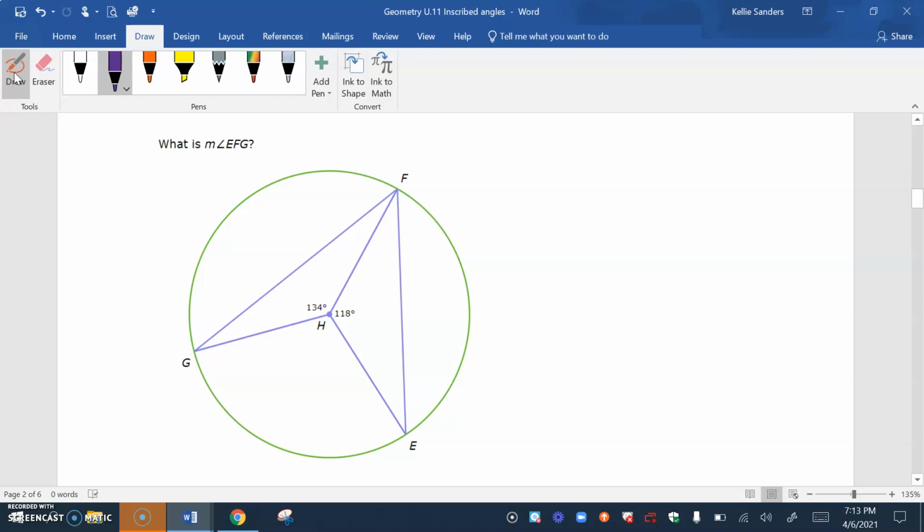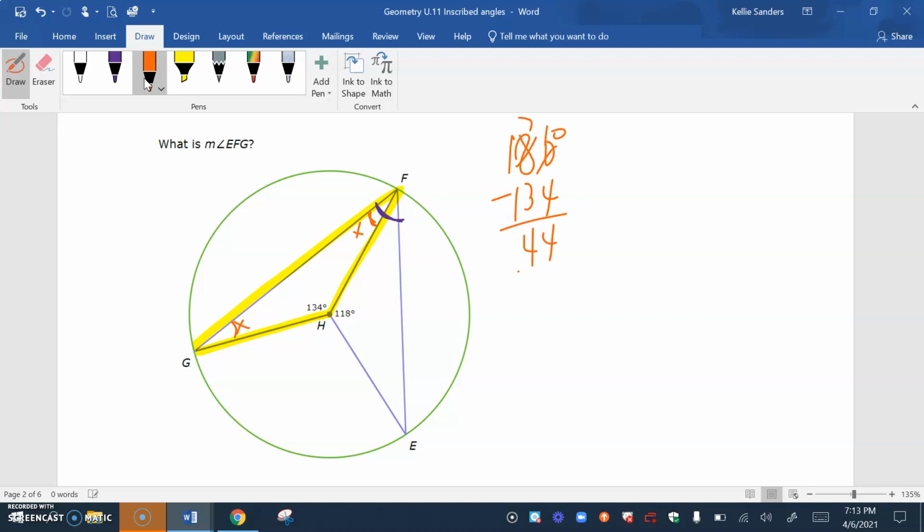What is the measure of angle EFG? So I'm looking for all of this right here. Let's see what I'm doing. I'm going to do this triangle first. Pretty much, again, the same thing. So these two angles are the same measure because they are isosceles triangles. So 180 minus 134 is 44. And if I divide that by 2, both of these angles are 22.